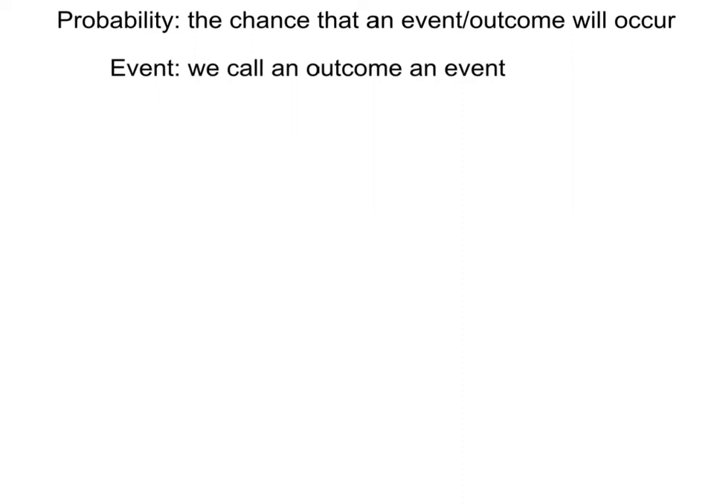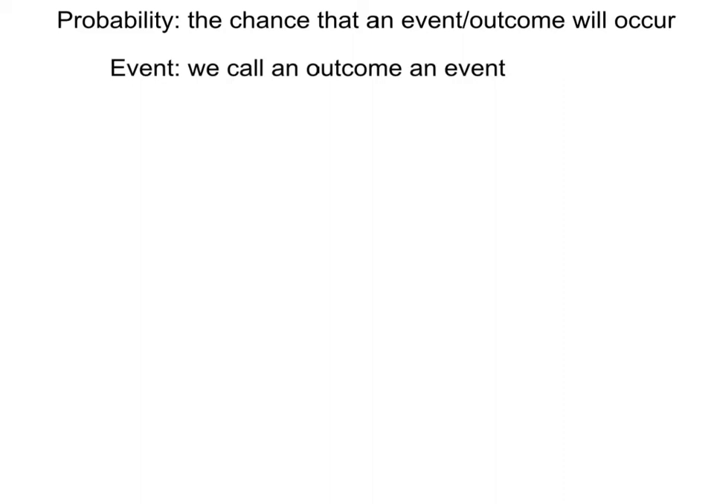In this video, we're going to explore probability. Probability is thought of as the chance an event or outcome will occur. An event is just a fancy name for an outcome. We often use notation to simplify the written portion. This notation looks like the font that was just introduced.